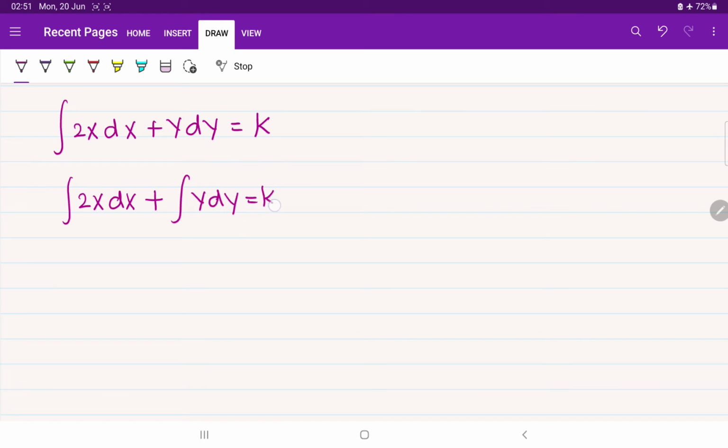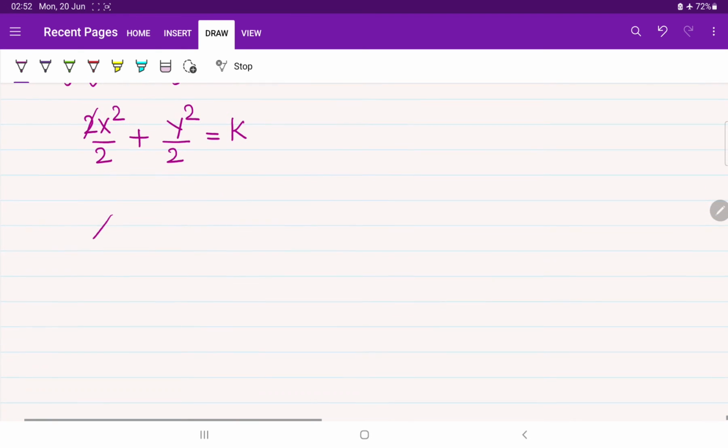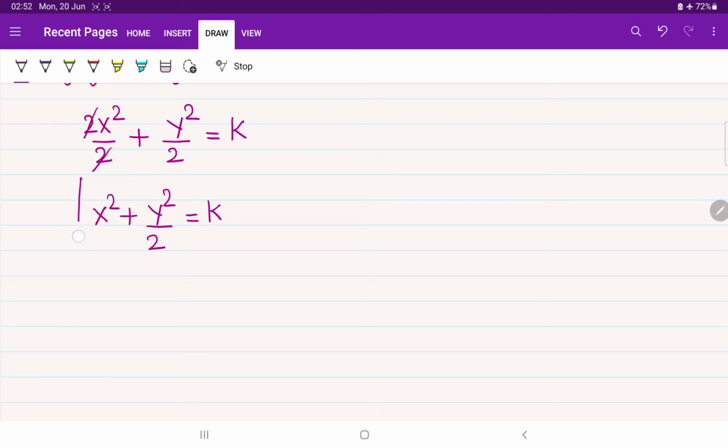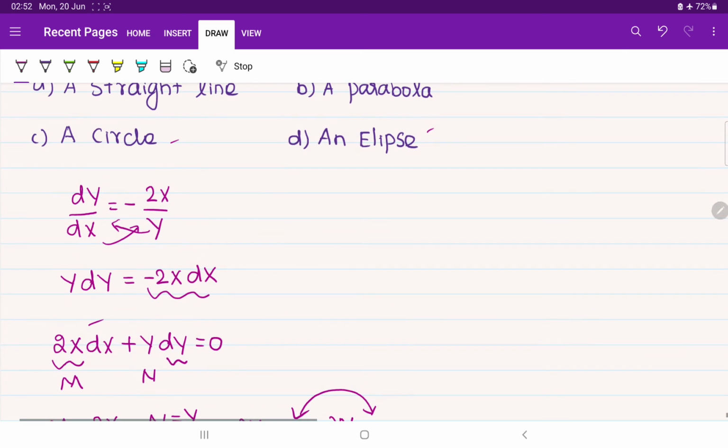Tell me what the expected answer can be now. The integration of 2x with respect to dx will become 2x power 2 by 2, plus the integration of y with respect to dy, which becomes y square by 2, equal to constant k. From this, the 2s cancel out and we get x power 2 plus y power 2 by 2 equal to constant k. Anyway, this is the answer for the above equation. That is how we obtain the resultant expression using the exact solution method.